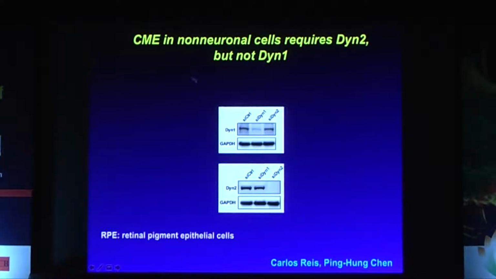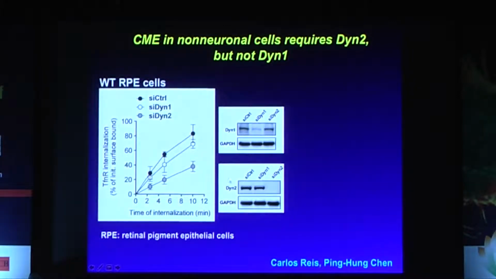So Clathrin-mediated endocytosis in non-neuronal cells requires dynamin-2, but not dynamin-1. So here, as I told you, in these RPE cells, they express roughly equal levels of dynamin-1 and dynamin-2, but only siRNA knockdown of dynamin-2 inhibits Clathrin-mediated endocytosis in these cells. Knockdown of dynamin-1 has no effect.